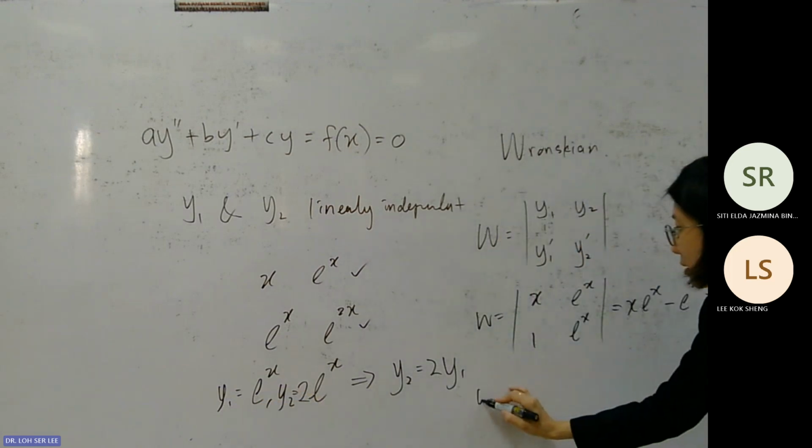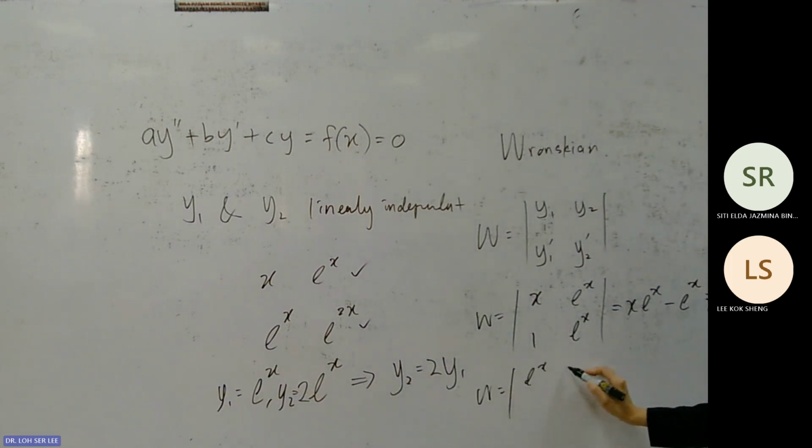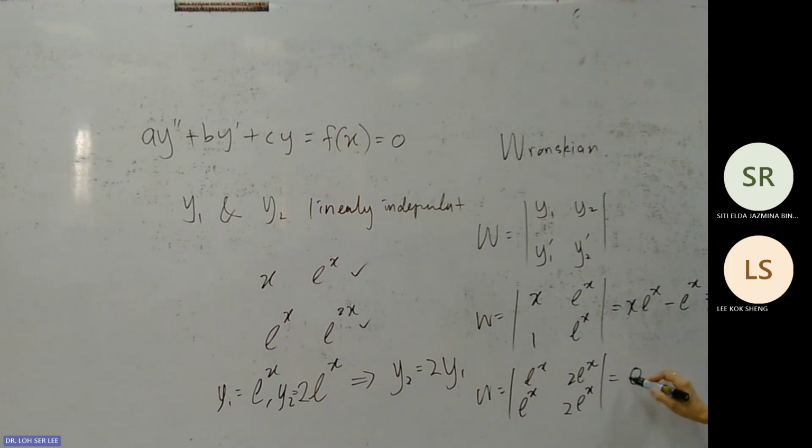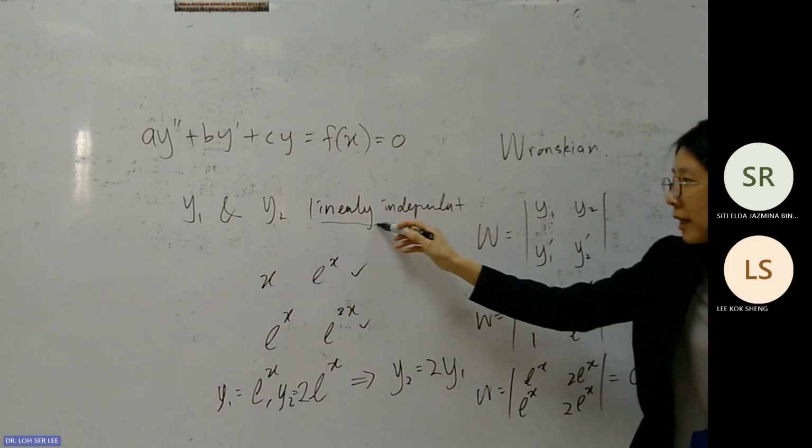Let us try e^x and 2e^x. Differentiate this, you get e^x. Differentiate this one, you get 2e^x. So ad minus bc is 0. When your Wronskian function is 0, your y1 and y2 are linearly dependent. Or in other words, y1 and y2 are not linearly independent. What we want is linearly independent.